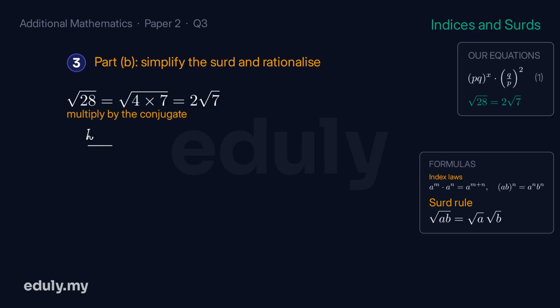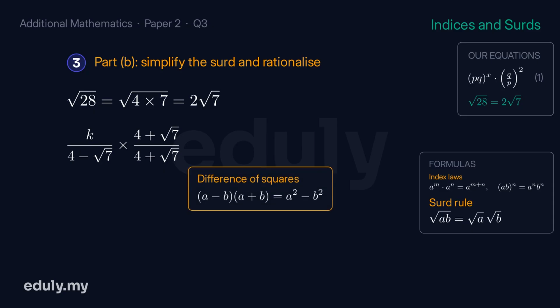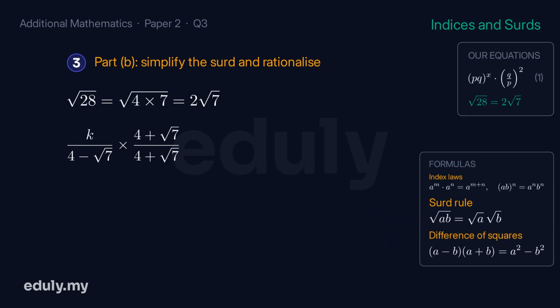For the fraction, we clear the surd from the bottom by multiplying top and bottom by the conjugate of the denominator. On the bottom, that gives a difference of squares. The conjugate clears the surd from the bottom, leaving 9 underneath.